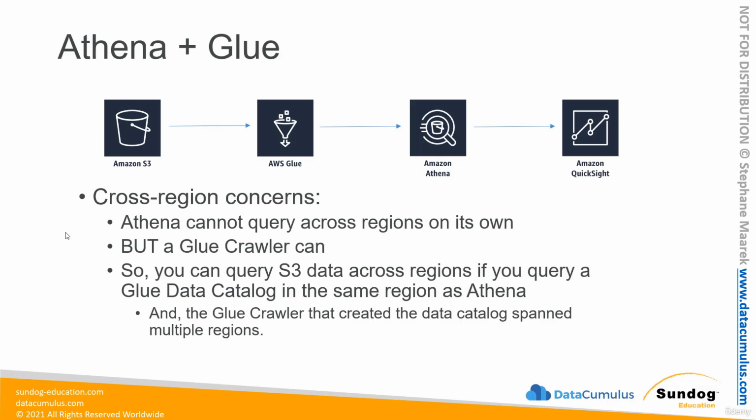Got it? So, the Glue crawler that created the data catalog may have spanned multiple regions. It can do that, but as long as the data catalog itself is in the same region as Athena, then you're good. So that's how you handle these cross-region concerns when you use Athena and Glue with S3 data that might be stored in some other geographical location.